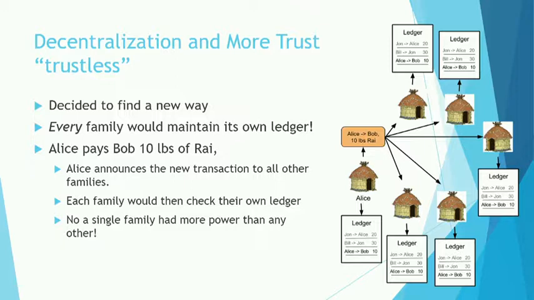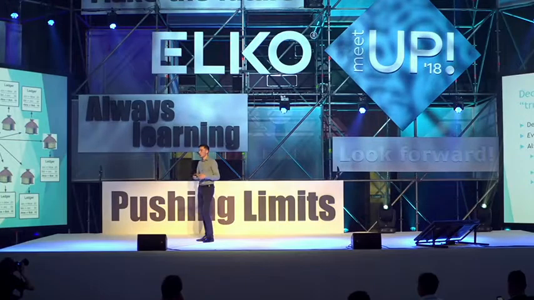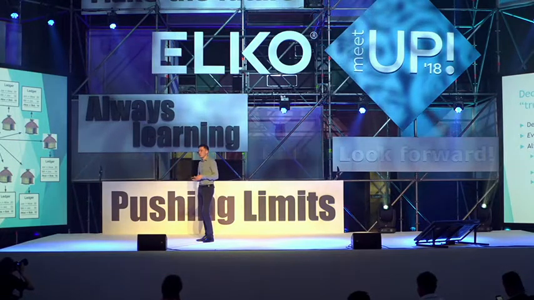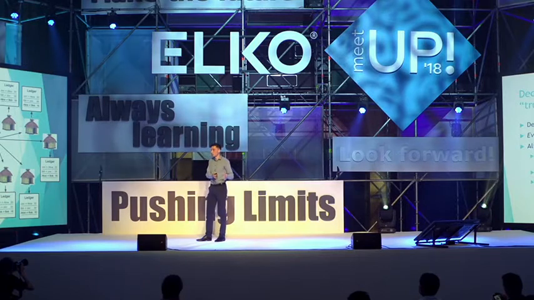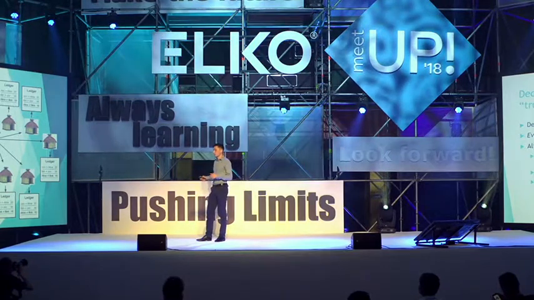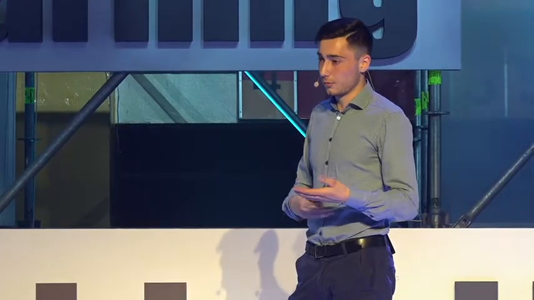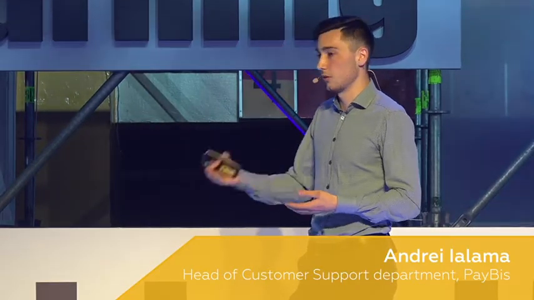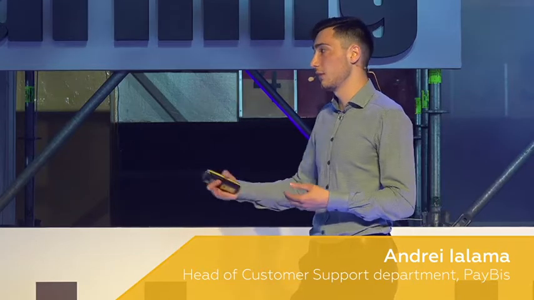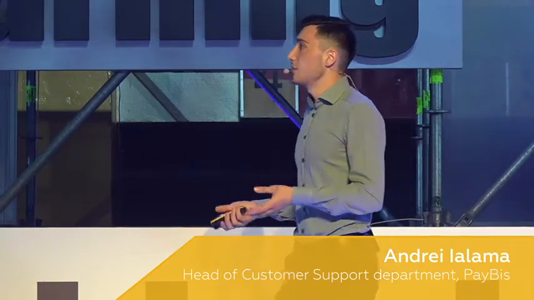The principle is the following. If Alice and Bob decided to transact, they would have to announce it to the entire community that the stone that they are transacting with now belongs to another person. Every person checks their register, their ledger, and they confirm that the transaction is indeed valid, and the transaction then takes place. So that is exactly the concept of blockchain.